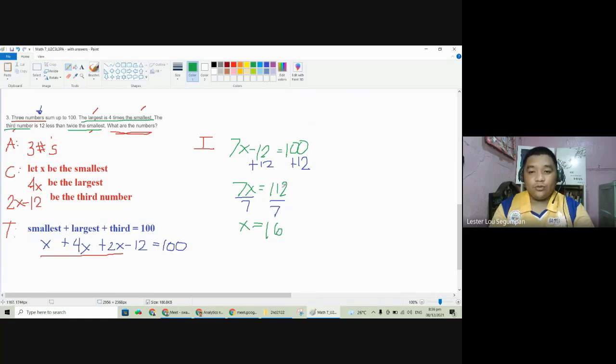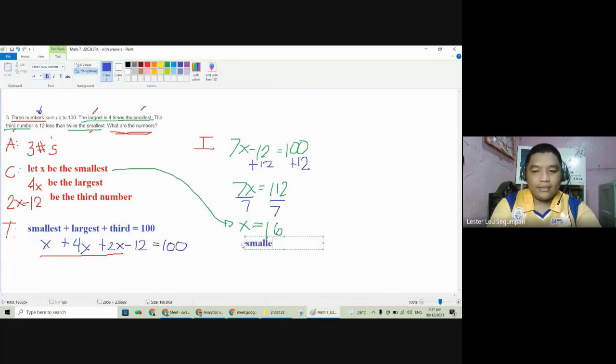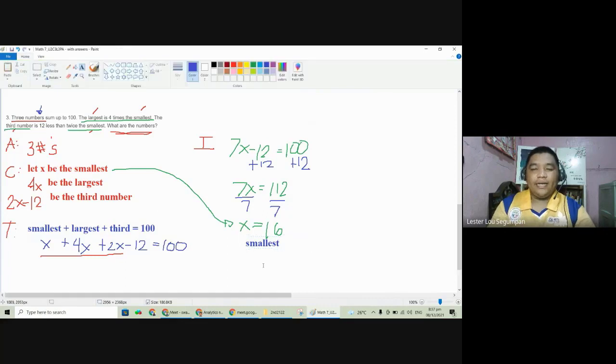Let's try to review. 7 times 6 is 42. 2, carry 4. 7 times 1 is 7 plus 4, 11. So you will get 112. This is now the value of the variable, which is also the representation of the smallest number in this given situation.